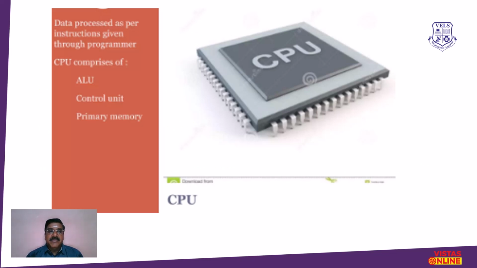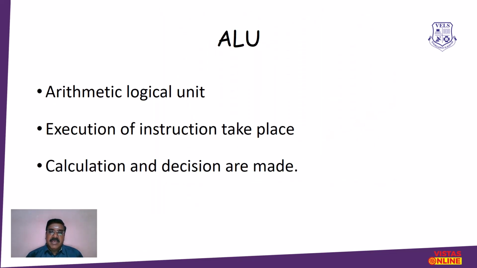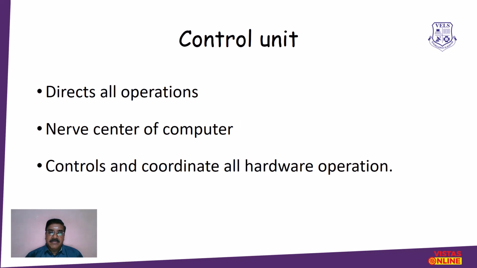Central processing unit. Data is processed as per instructions given by the programmer. The CPU comprises the arithmetic logic unit, control unit, and primary memory. The arithmetic logic unit is used for mathematical calculations, where execution of instructions takes place, and calculations and decisions are made. The control unit directs all operations. It is the nerve center of the computer, and controls and coordinates all hardware operations.